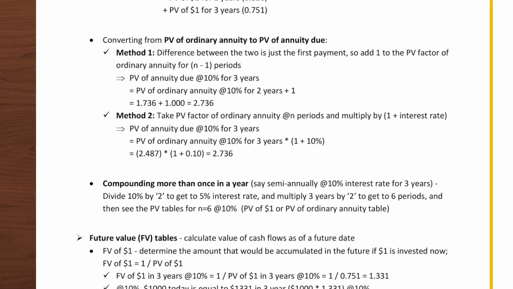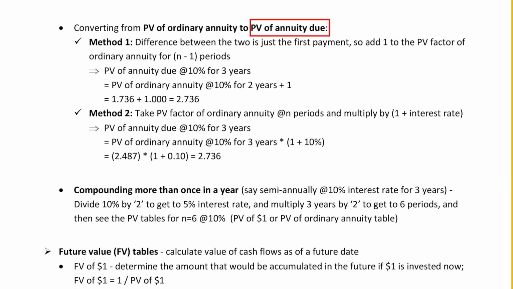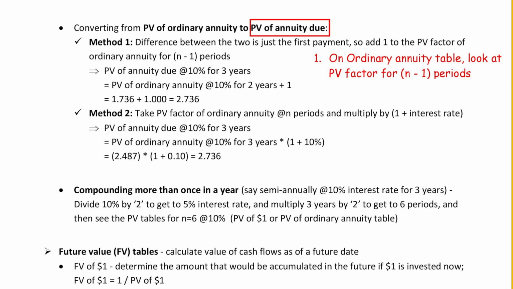On the second sub-bullet, they put a box around present value of annuity due. So here we are looking at annuity in advance. The payments occur at the beginning of each period. So right there, number 1, on the ordinary annuity table, look at the present value factor for n-1 periods. And number 2, to the above present value factor, add 1.